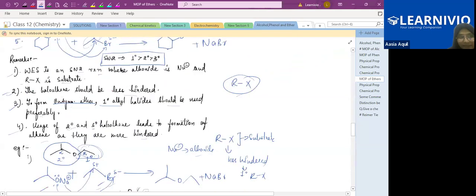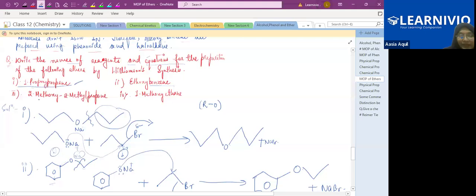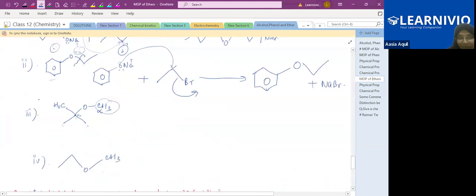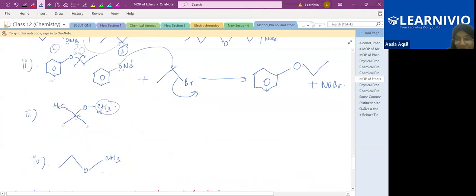This point is clearly mentioned over here: to form an unsymmetrical ether, primary alkyl halide should be used preferably. So what does this mean? The alkyl halide should be primary, right? Now see, this is a group: oxygen linkage, alpha carbon, alpha carbon. Now you have to check, this is your primary carbon, right? This is your primary one and this is your tertiary one.